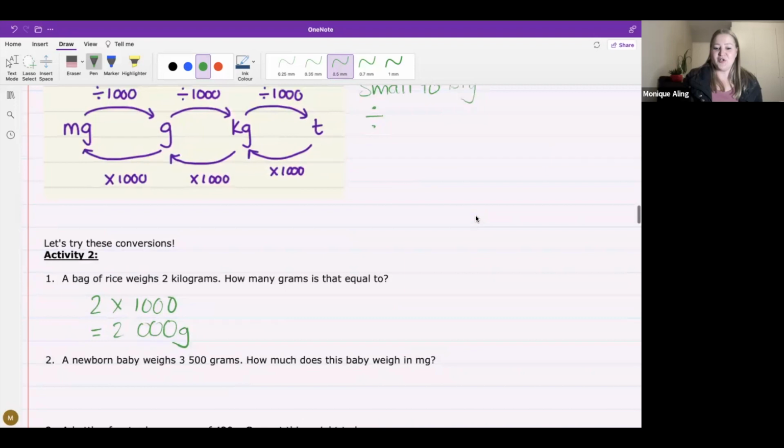And question 2, do we have any takers? A newborn baby weighs 3,500 grams. How much does this baby weigh in milligrams? Vanessa, is that you that raised your hand again? It might just be from the previous time. Anybody else? Oh, Cabo. I said 3,500 times 1,000, which equals 3,500,000 milligrams. Well done. Thank you.